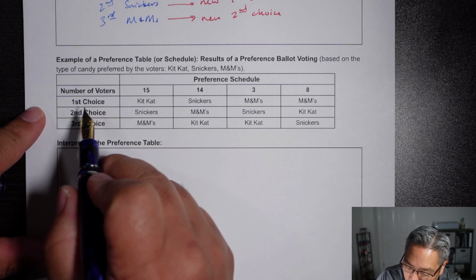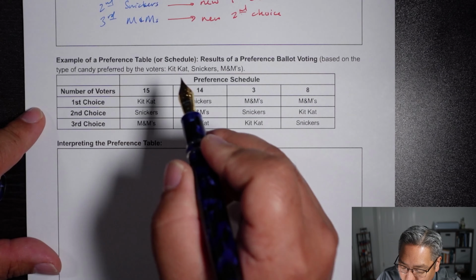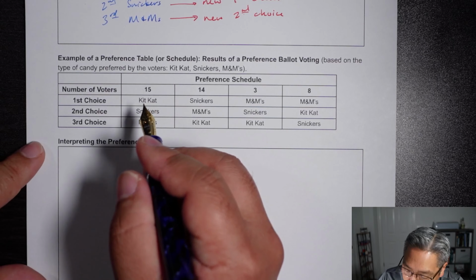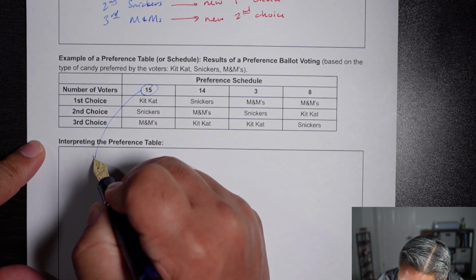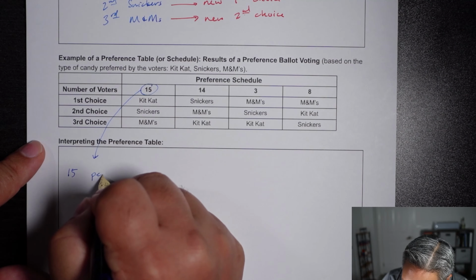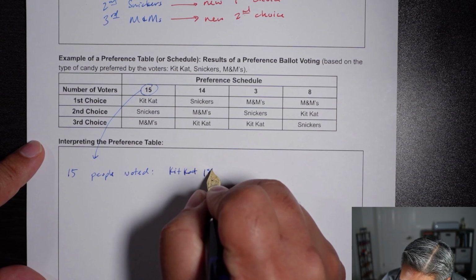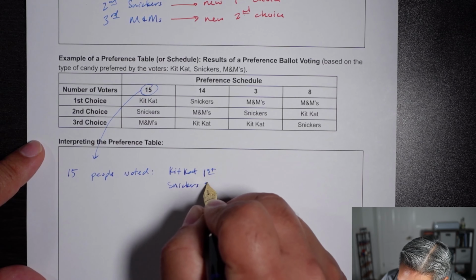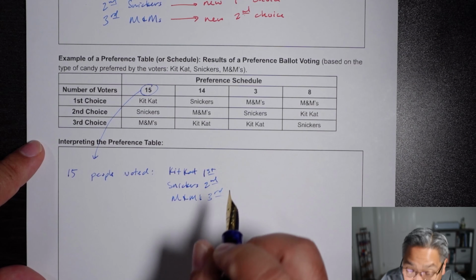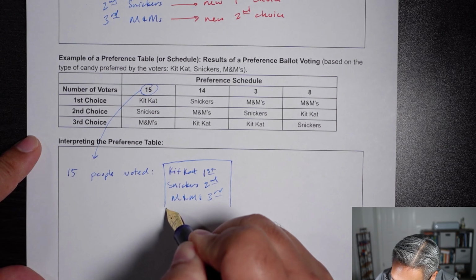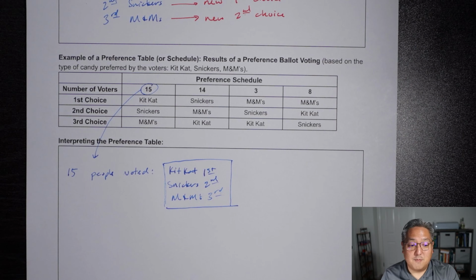We have our first choices, second choices, third choices, but then we also have the number of voters, and this is the number of voters that voted that particular way. So this 15 up here is interpreted as 15 people voted Kit Kat as the first choice, with Snickers as the second choice, and M&Ms third. That's what they would have on their piece of paper if they wrote their ballot out. So these 15 people all have the same type of preference, right?